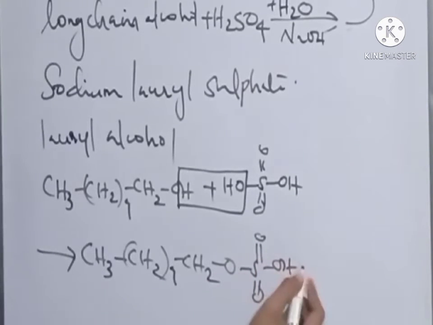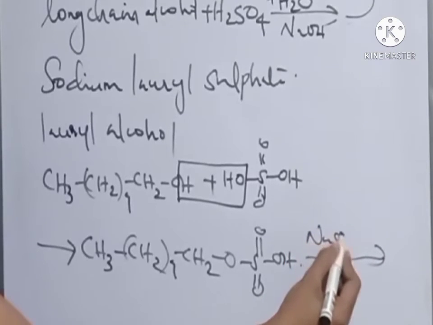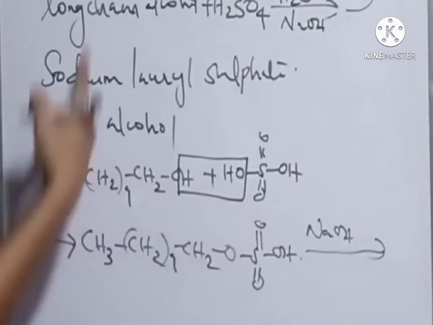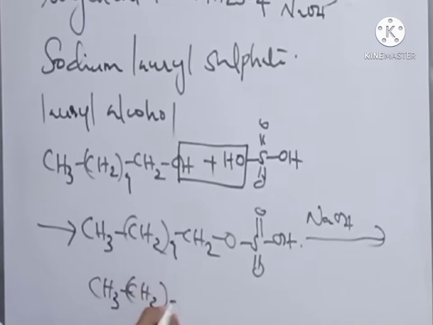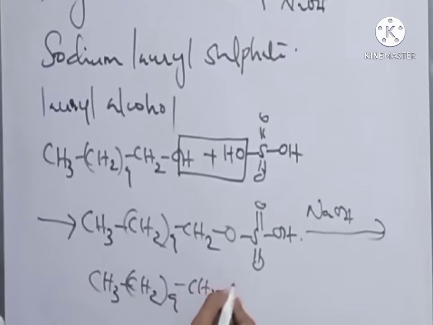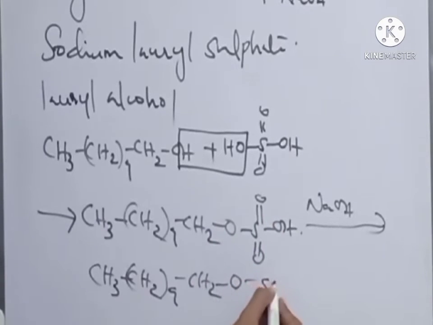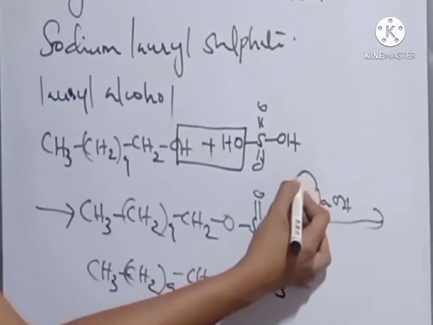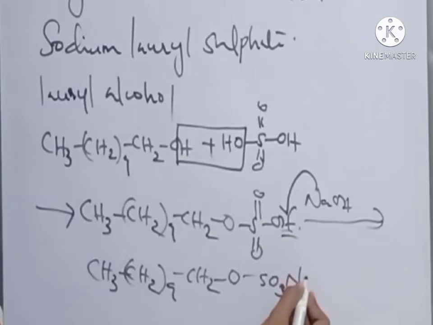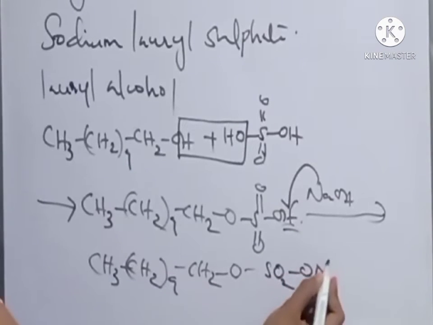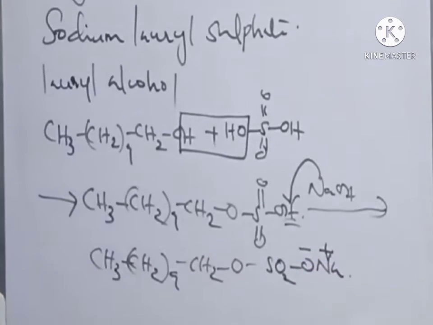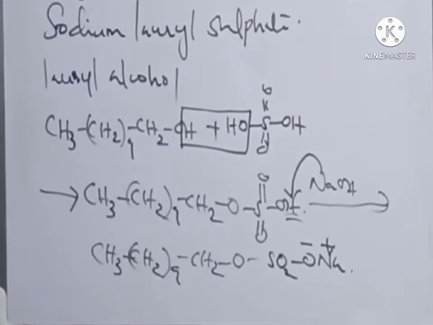SO2OH. And by the hydrolysis in presence of sodium hydroxide, giving sodium lauryl sulfate, that is CH3 (CH2)9 CH2O. We can shortly write this as SO3, and sodium will replace this hydrogen and form a molecule like this, Na plus and SO3 minus. Or we can write it as SO2 O Na, O minus and Na plus. This is sodium lauryl sulfate.